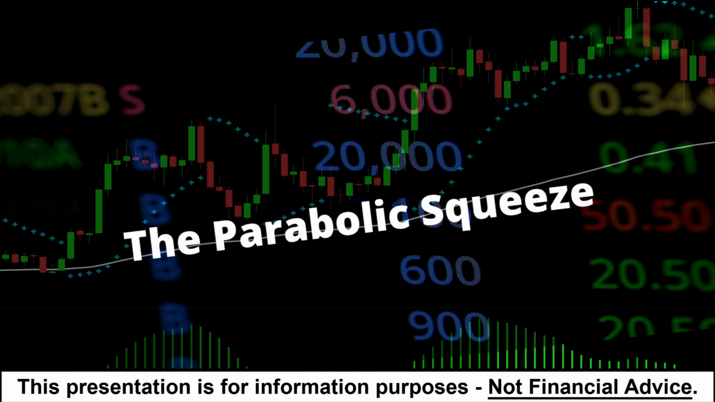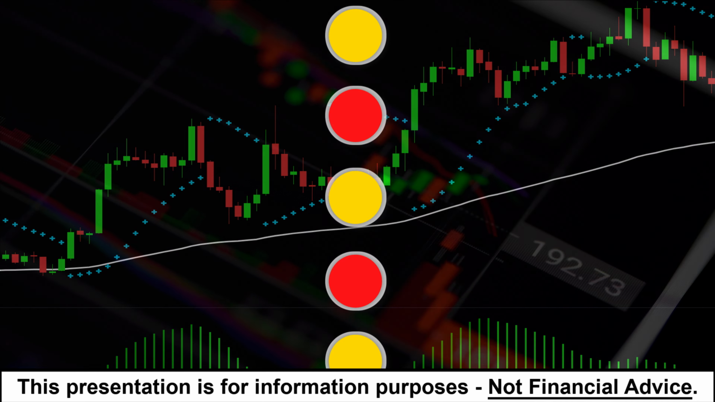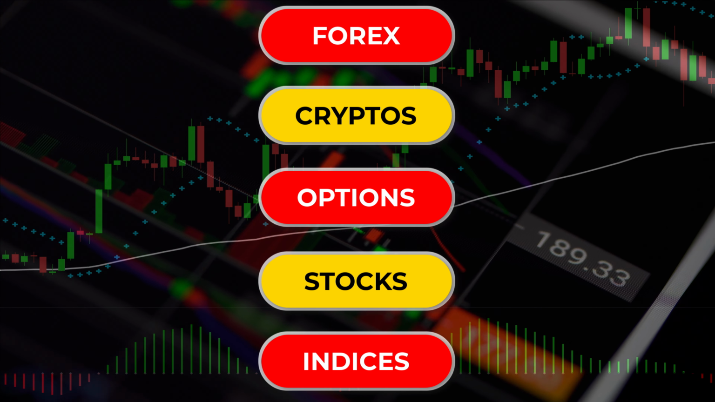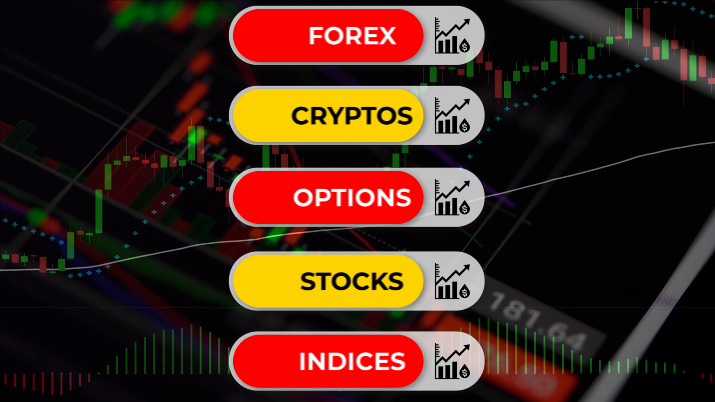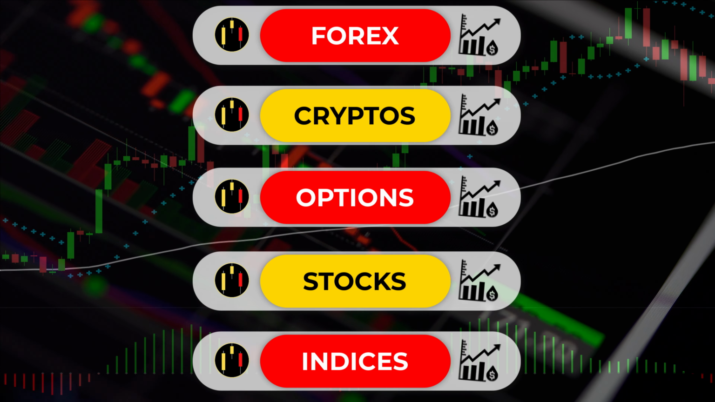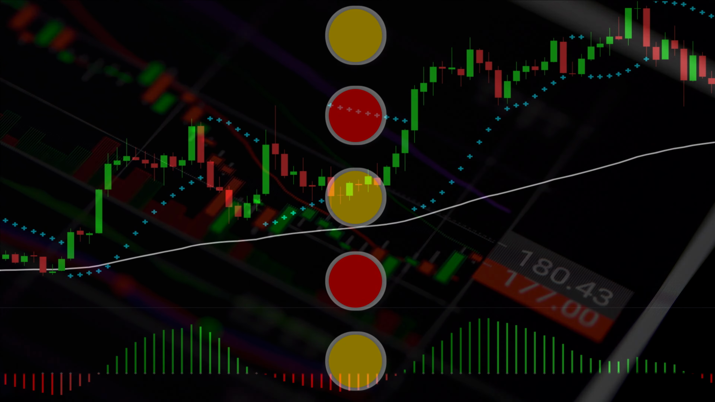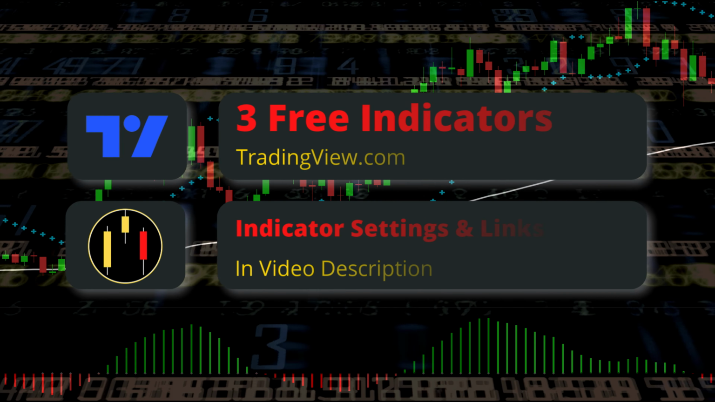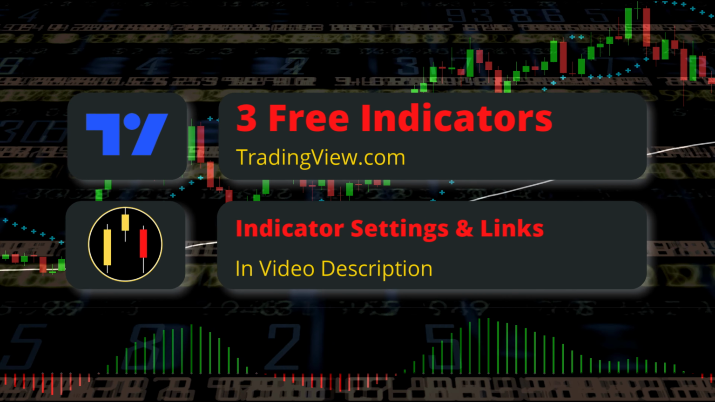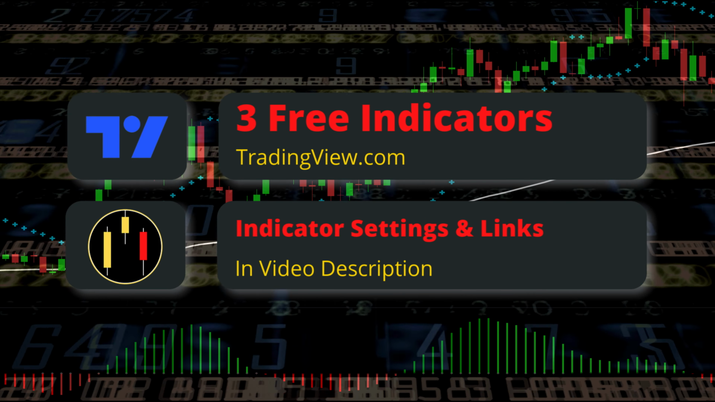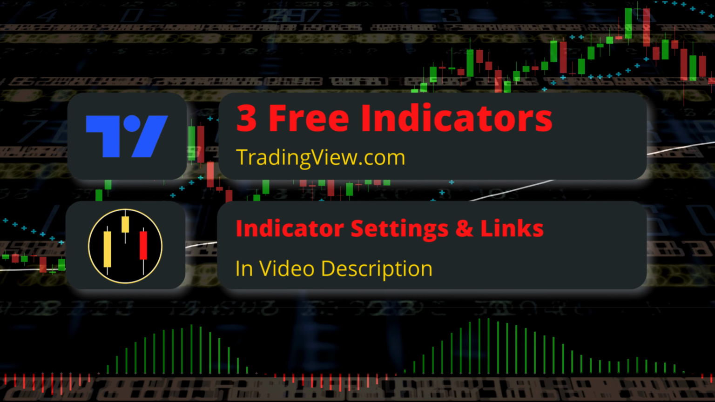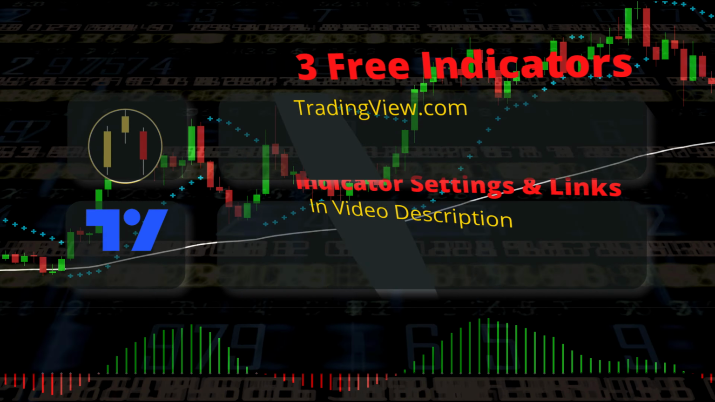I call this system the parabolic squeeze, and like most trading systems, it can be adapted to Forex, crypto, options, stocks, indices, or any instrument that has significant volume and market participants. This trading strategy utilizes 3 free TradingView indicators. As always, links and settings to all indicators are listed in the description.